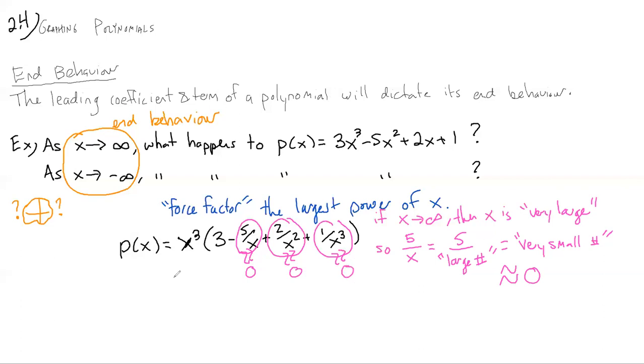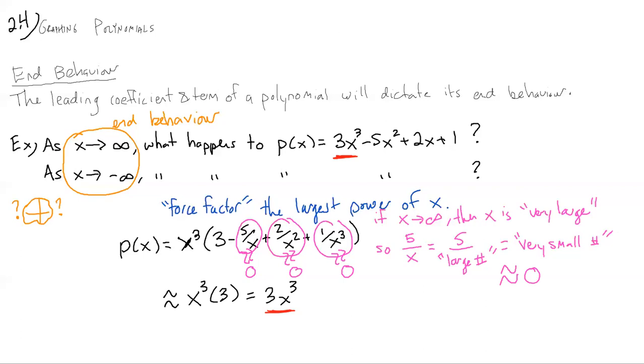So what I'm going to get is that P of x is not equal to, but in theory close to, x cubed times 3, or just 3x cubed. And so what you can see is that this is actually just the leading term and coefficient, the leading term of my polynomial. And that's really all that's going to matter for dictating this sort of end behavior.